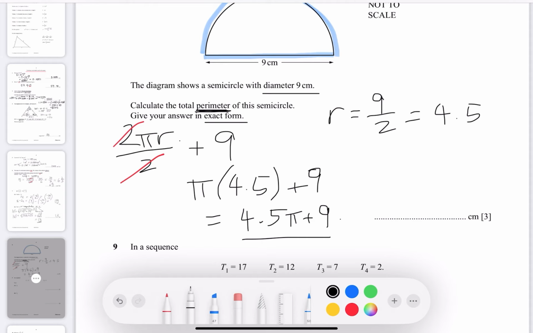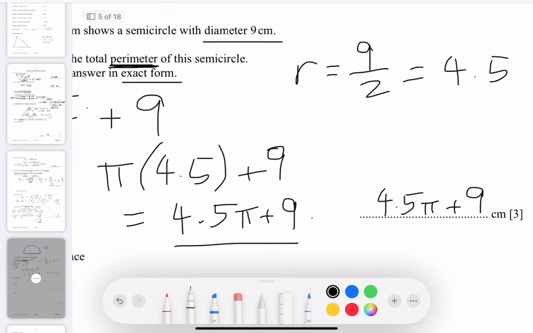In the previous video on non-calculator, I talked about what exact form is. And so here we're doing just that. We're leaving it in exact form, because obviously we can't simplify it without the calculator. So our answer is just 4.5 pi plus 9.